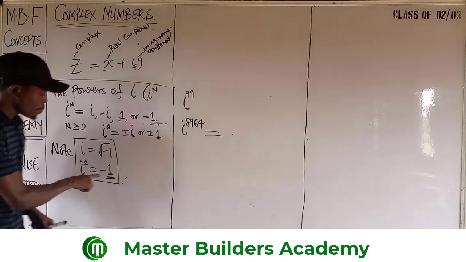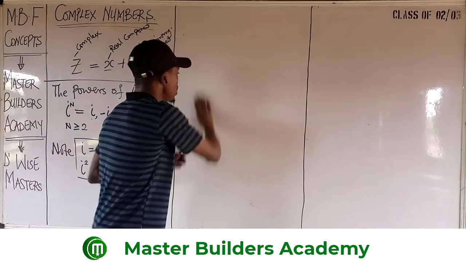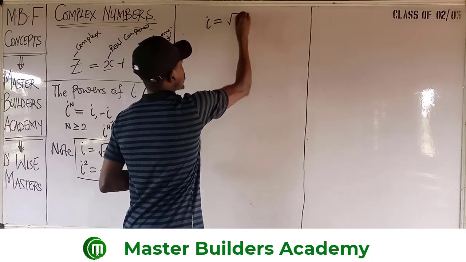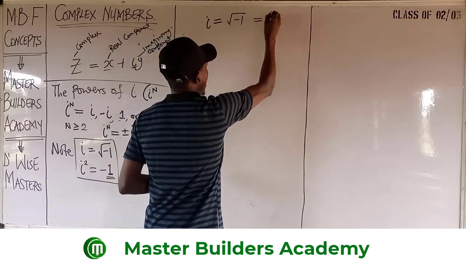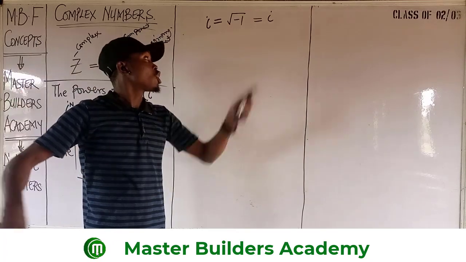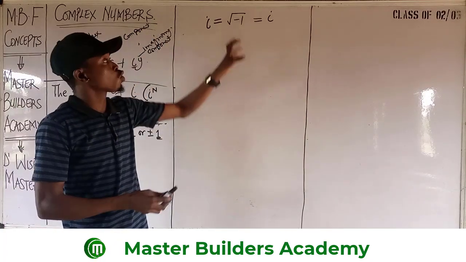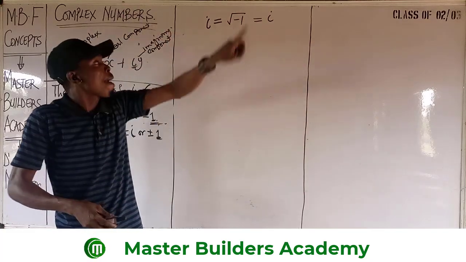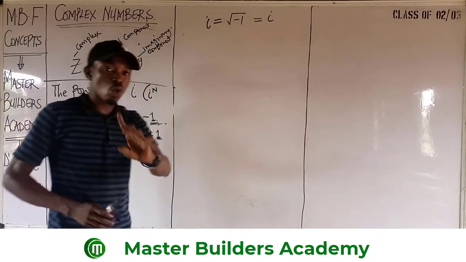Now look at this. Somebody may ask, how do we get this? Let me quickly prove this to you. Now understand that i is equal to the root of negative 1, and by standard, we take this as i. So anytime you have i, leave it as i. Don't substitute the root of minus 1. You only replace the root of minus 1 by i, but you don't replace i by the root of minus 1 most of the time. But let me not go into that.